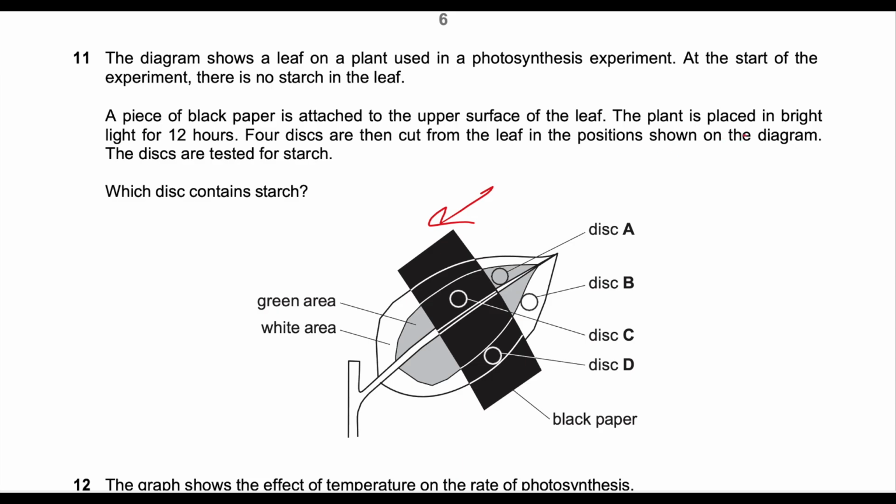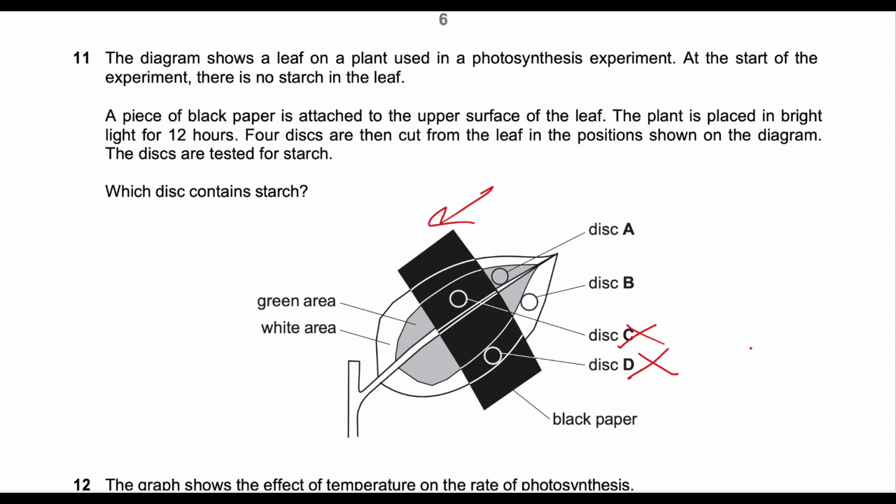The plant is placed in bright light for 12 hours. 4 discs are then cut from the leaf in the positions shown in the diagram. The discs are tested for starch. That means if photosynthesis happened or not. Which disc contains starch? That means which disc did the photosynthesis process. As simple as that. As I mentioned before, C and D did not do photosynthesis. There is no sunlight reaching them.